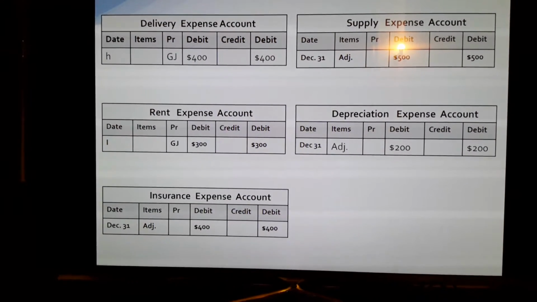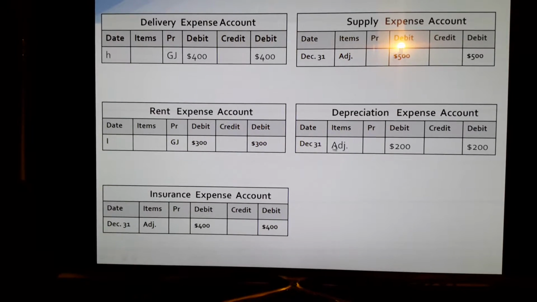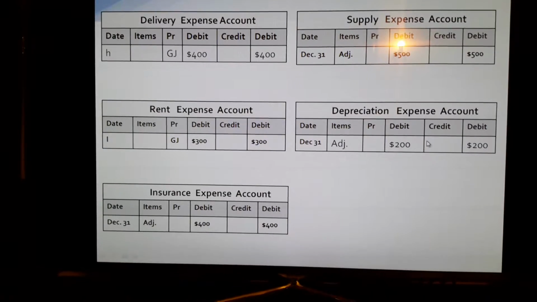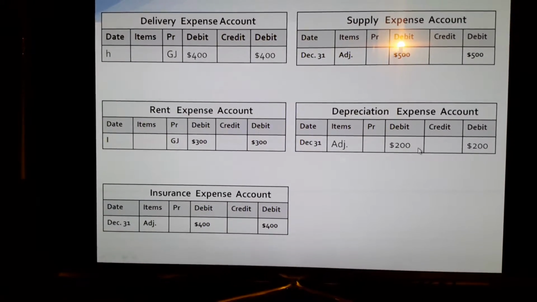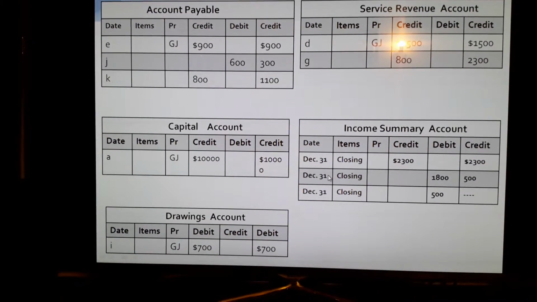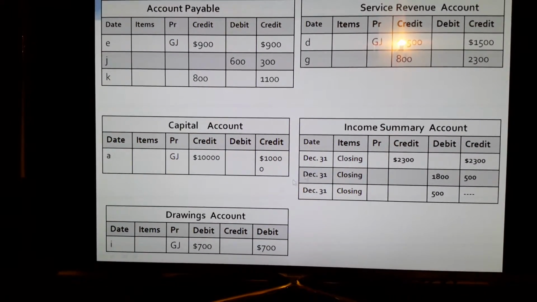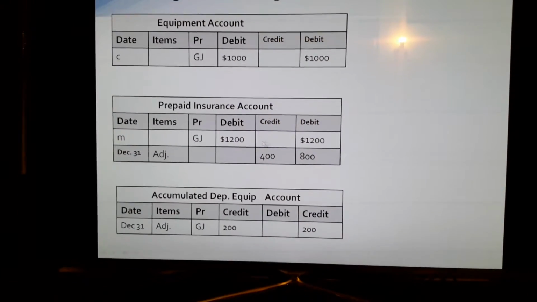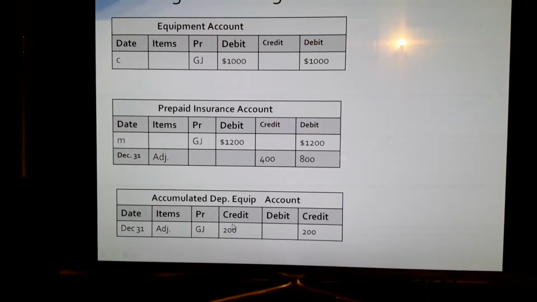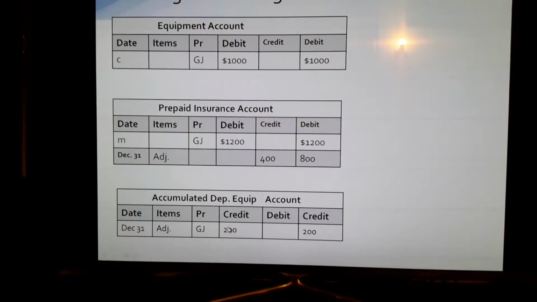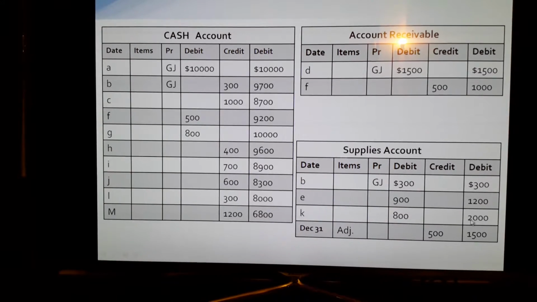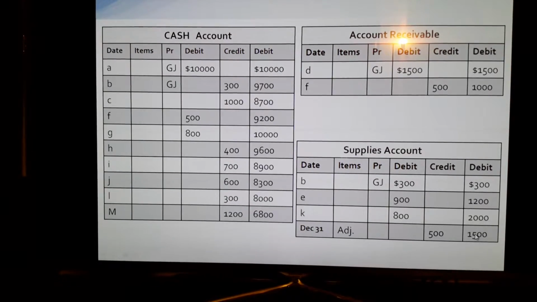Okay, so let's see here. This is the adjustment. This happened at the end of the year, December 31st. Anywhere you see December 31st is an adjustment. Okay, these are our adjustments. Income summary, prepaid insurance. These are our adjustments. Okay, and what else? Is there any more adjustments? Supplies. We had 2,000 supplies, but we used 500. So this is our on hand supplies.